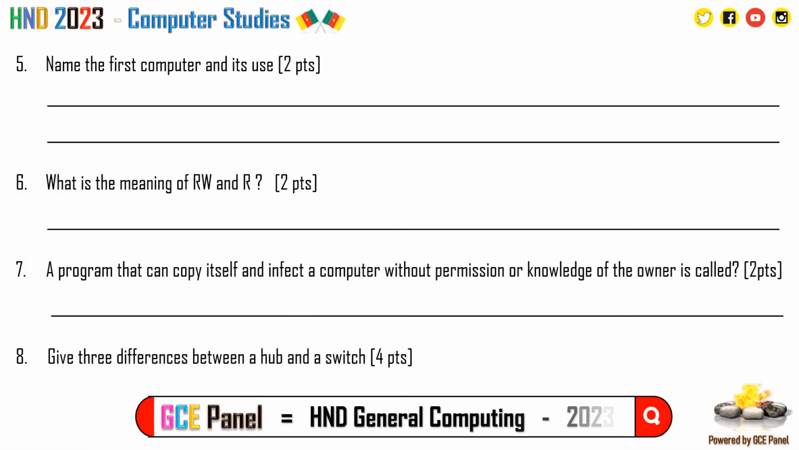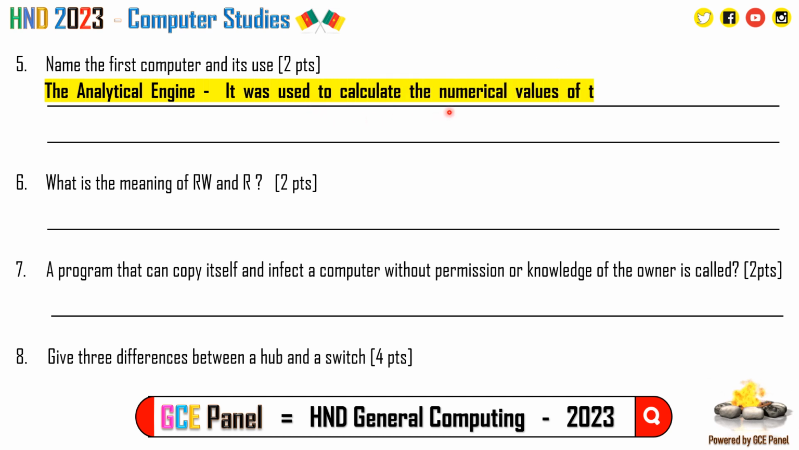Question 5. Name the first computer and its use. The first computer was the analytical engine, and it was used to calculate or compute numerical values of trigonometric functions or formulae. So this was the first computer and this was its use. The computer 1 mark, the use 1 mark.